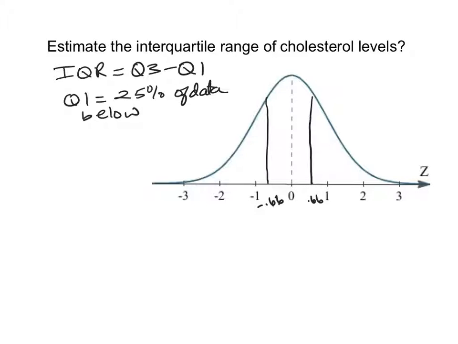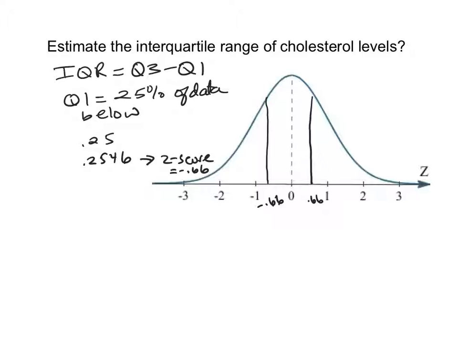So I'm going to use my table first. I look in the Z table in the back of the book, and I try to find a number as close as I can to 0.25 in the body of my table. When I look in the body of my table, I can get to 0.2546, and that corresponds to a Z-score of negative 0.66. And so I have put negative 0.66 right here on my standard normal curve.